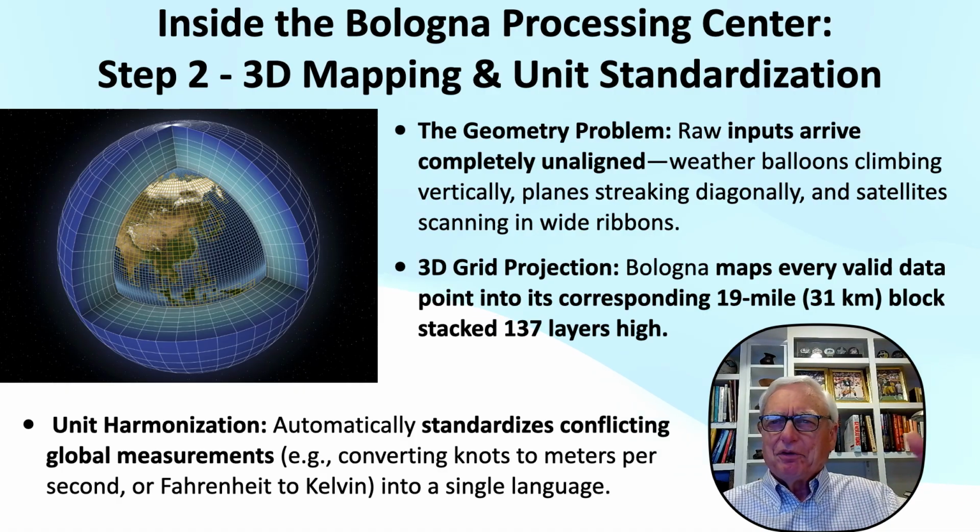Kelvin eliminates that. It just gets you to a single number, which you need for the computers to efficiently process, okay? Or you may have information coming in knots. You need to convert that to meters per second, etc. So you have all this conversion going on, so everything's in a standardized format as it feeds into the system.